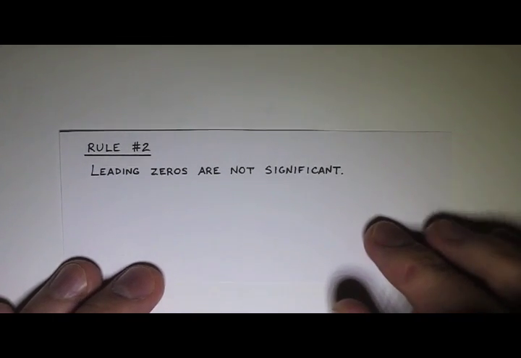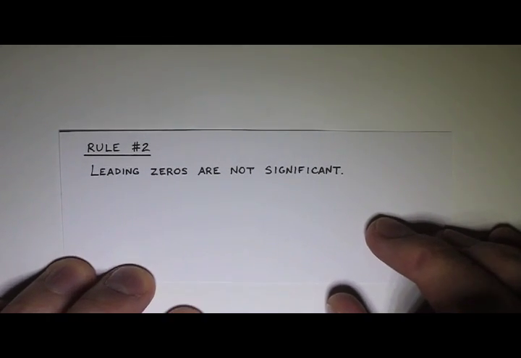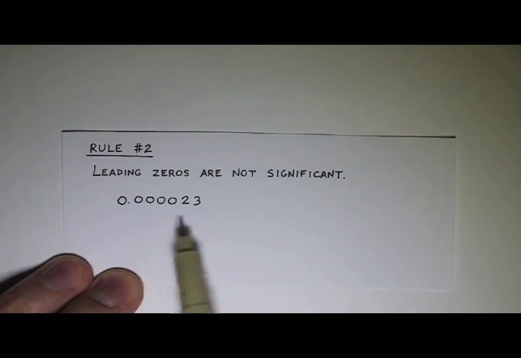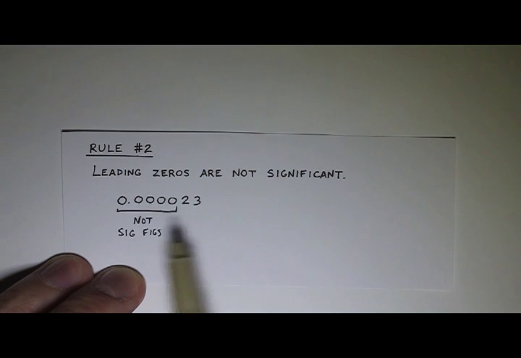Leading zeros are not significant. Well, what's a leading zero? Let me go with an example here. 0.000023. So these zeros here, those are leading zeros. They're in the front. These zeros right here are not significant. Not sig figs. Okay, so this number would have two significant figures.